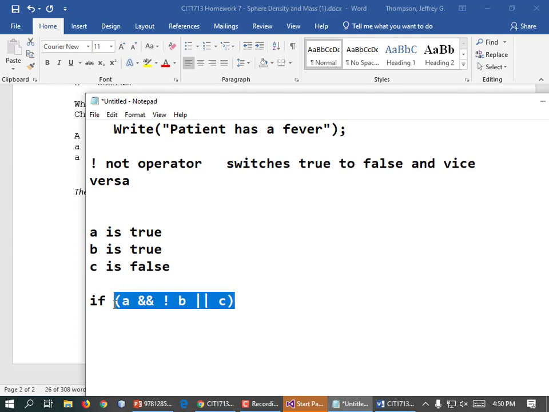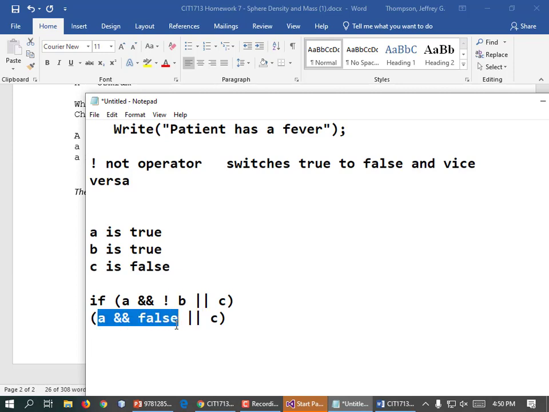So at this point, I'm just going to copy and paste it and make that change. All right, and as has higher precedence than or, so we do this one. A is true and false. Is that true or false? If it's and, both sides have to be true. No. One of them is, the other is not. No.